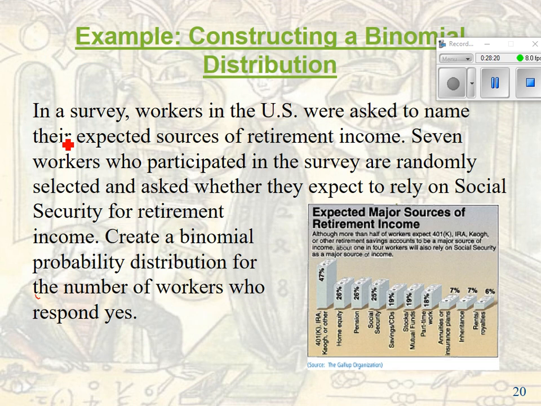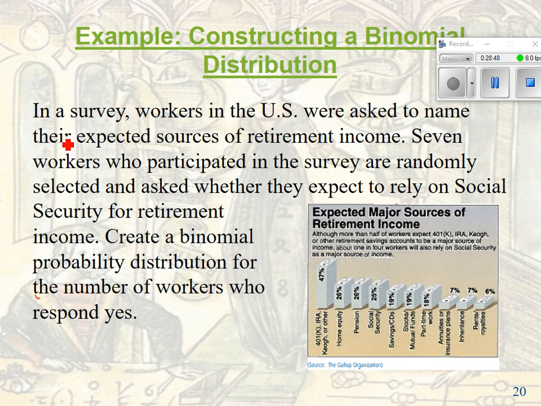In a survey, workers in the U.S. were asked to name their expected sources of retirement income. 7 workers who participated in the survey are randomly selected and asked whether they expect to rely on Social Security for retirement income. Create a binomial probability distribution for the number of workers who respond yes.